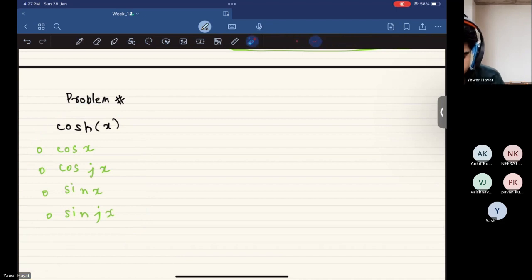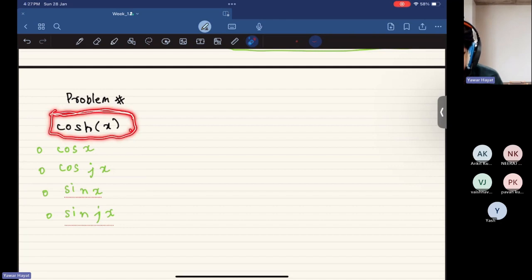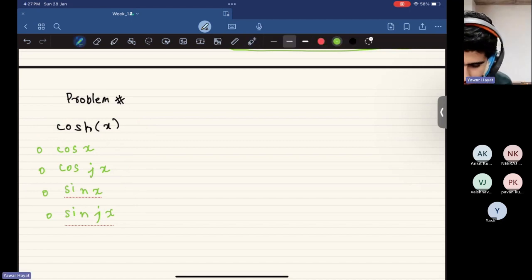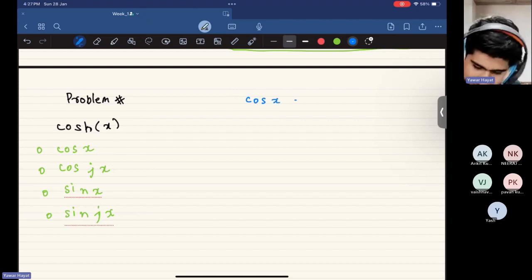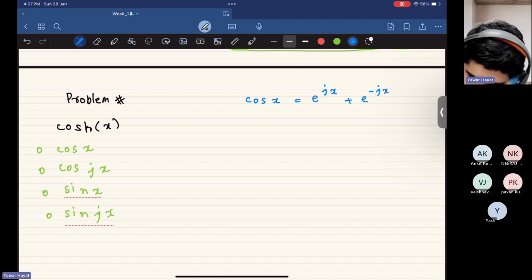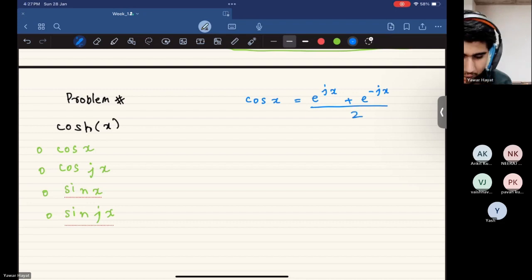Okay. What is the value of this cos hyperbolic of x? And your options are these four. Let me start solving it as well. Now, by definition, cos of x is e power jx plus e power minus jx whole divided by 2, right?